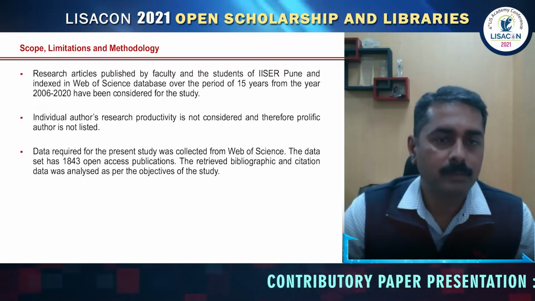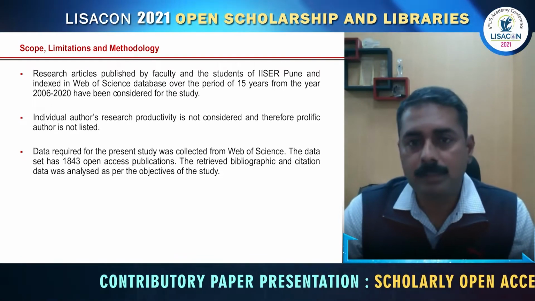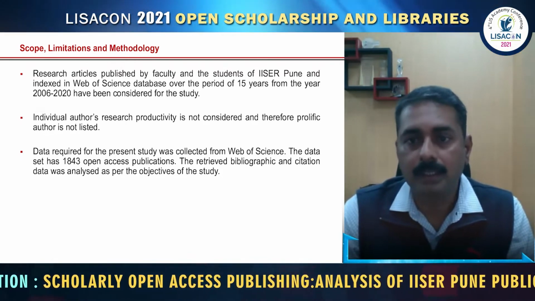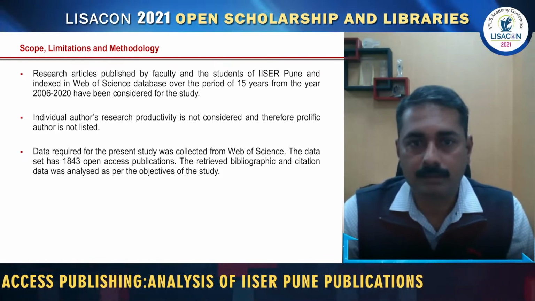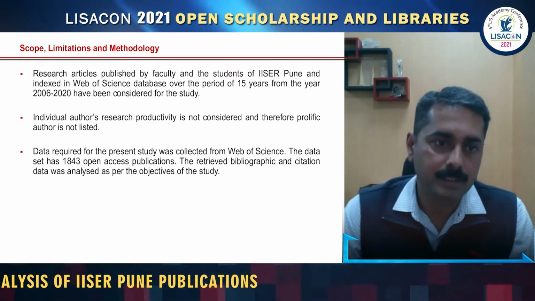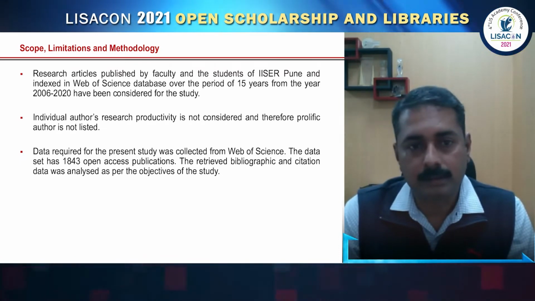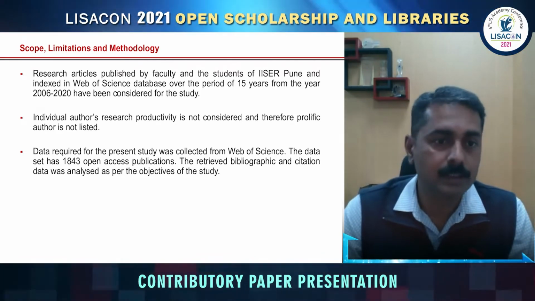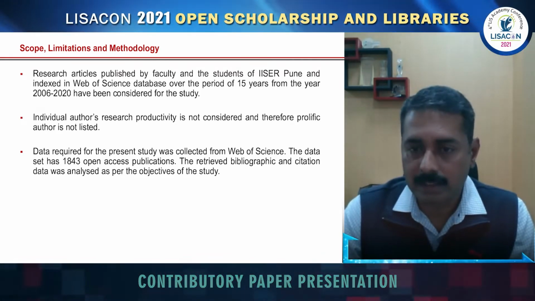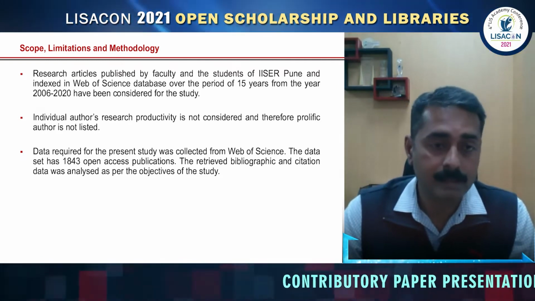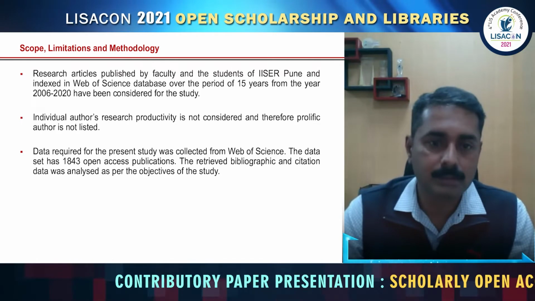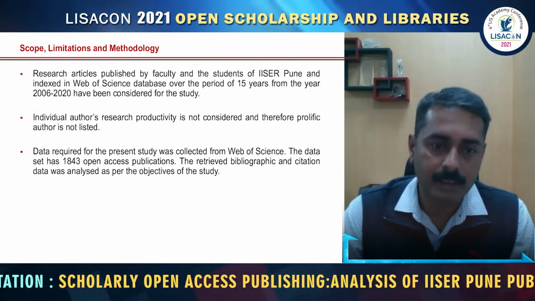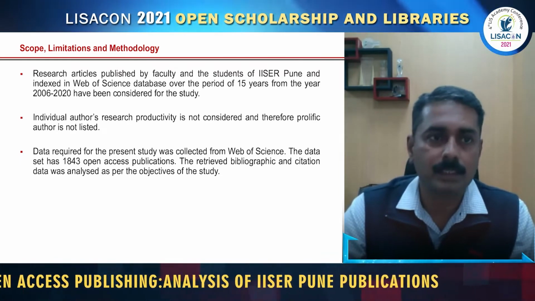Scope, limitations, and methodology. Research articles published by faculty and students of IISER Pune and indexed in the Web of Science database over the period of the last 15 years have been considered for the study. Individual authors' research productivity is not considered, and therefore prolific authors are not listed here. Data required for the present study was collected from the Web of Science database. The data set has 1,843 open access publications. The retrieved bibliographic and citation data was analyzed as per the objectives of the study.